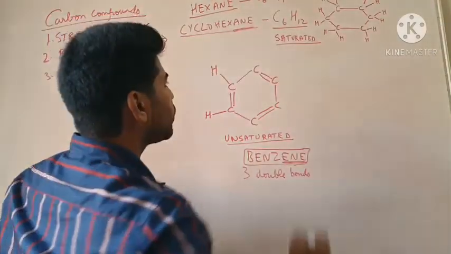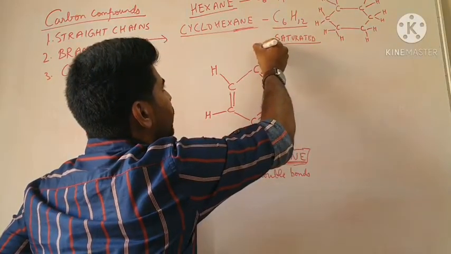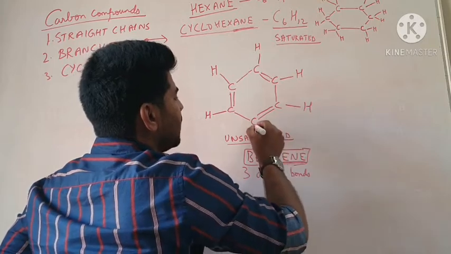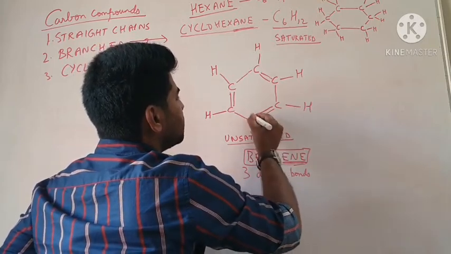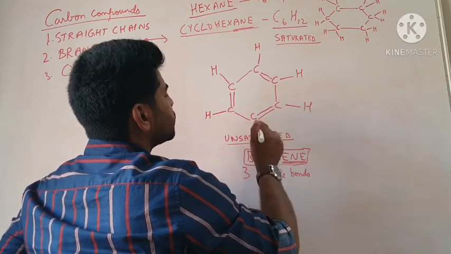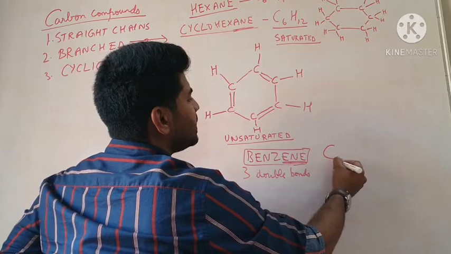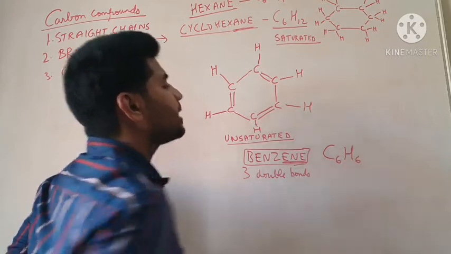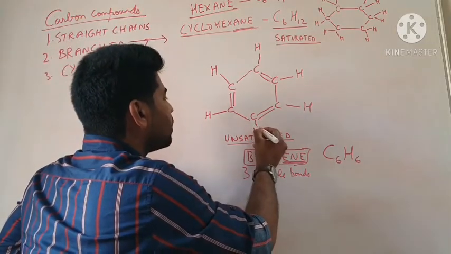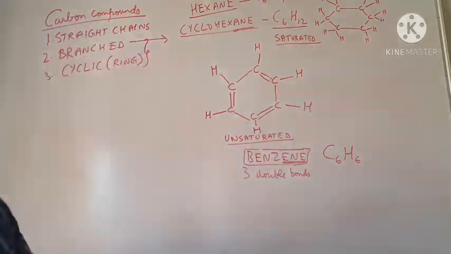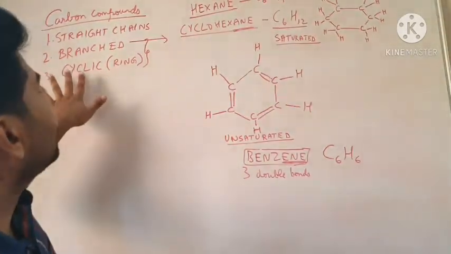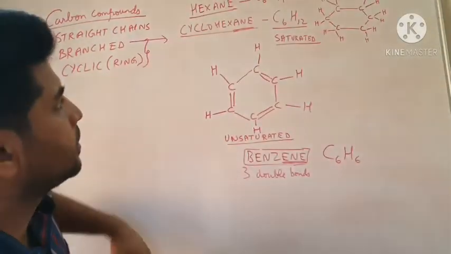Finally, add the hydrogens. This carbon will require one hydrogen, this will require one hydrogen, this needs one hydrogen, and this also will require one hydrogen. So the formula for benzene is C6H6. 6 carbons attached to 1 hydrogen each. The valency 4 is fulfilled everywhere. So these are two examples for cyclical carbon compounds.